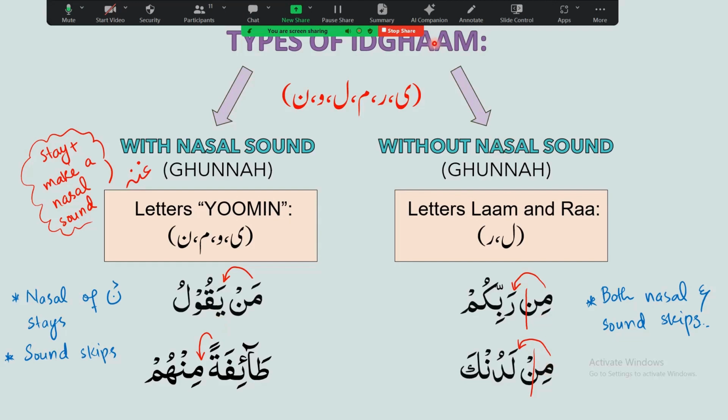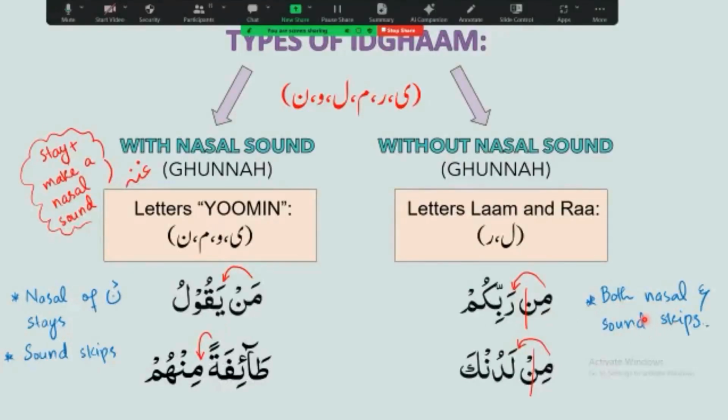I have written the point here at the side as well, that when there is idgham without ghunna, without any nasal sound, we skip the letter noon sakin from here, but both the nasal and the sound of noon letter skip from here, and we just say mirra as if noon was not there at all, right?